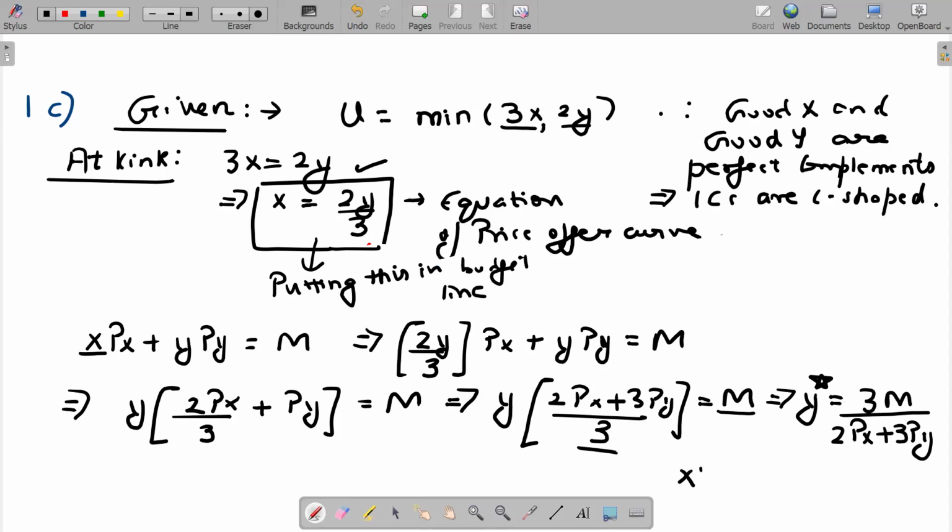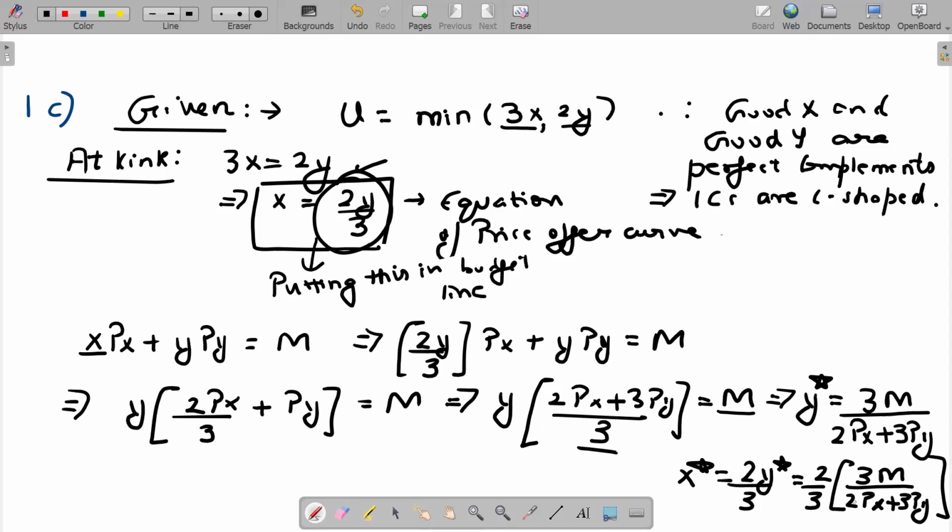What will X star be? X star will be 2Y star by 3, which is 2 by 3 times, what is Y star? 3M over 2Px plus 3Py. 3 and 3 cancel out. My X star comes out as 2M over 2Px plus 3Py. Okay, so this gives me the demand curve. I can write the demand equation for good X.